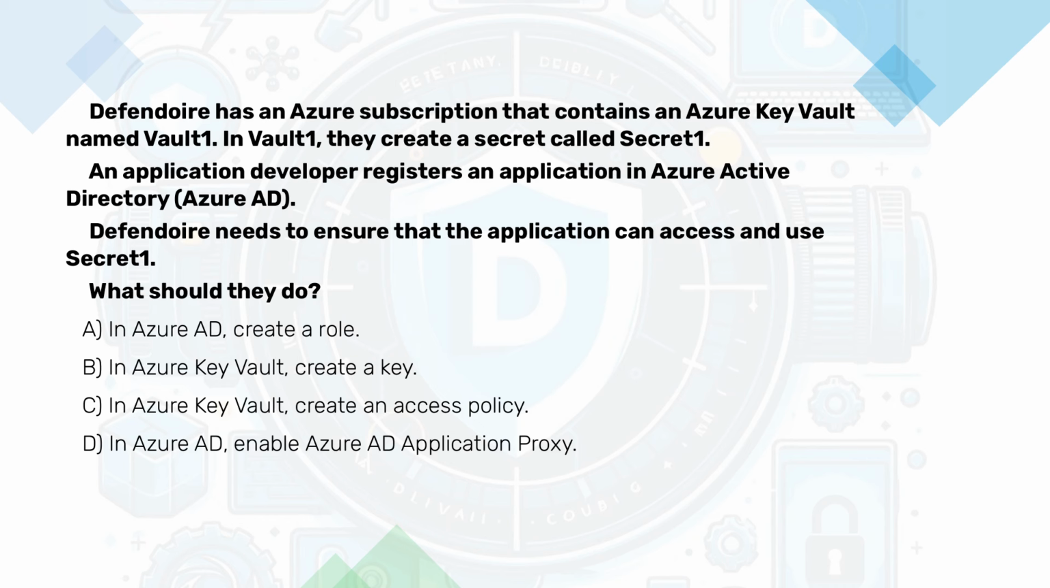What should we do? A. In Azure AD, create a role. B. In Azure Key Vault, create a role. C. In Azure Key Vault, create an access policy. D. In Azure AD, enable Azure AD Application Proxy. Okay, now pause the video here, have a bit of think, and then continue when you are ready.